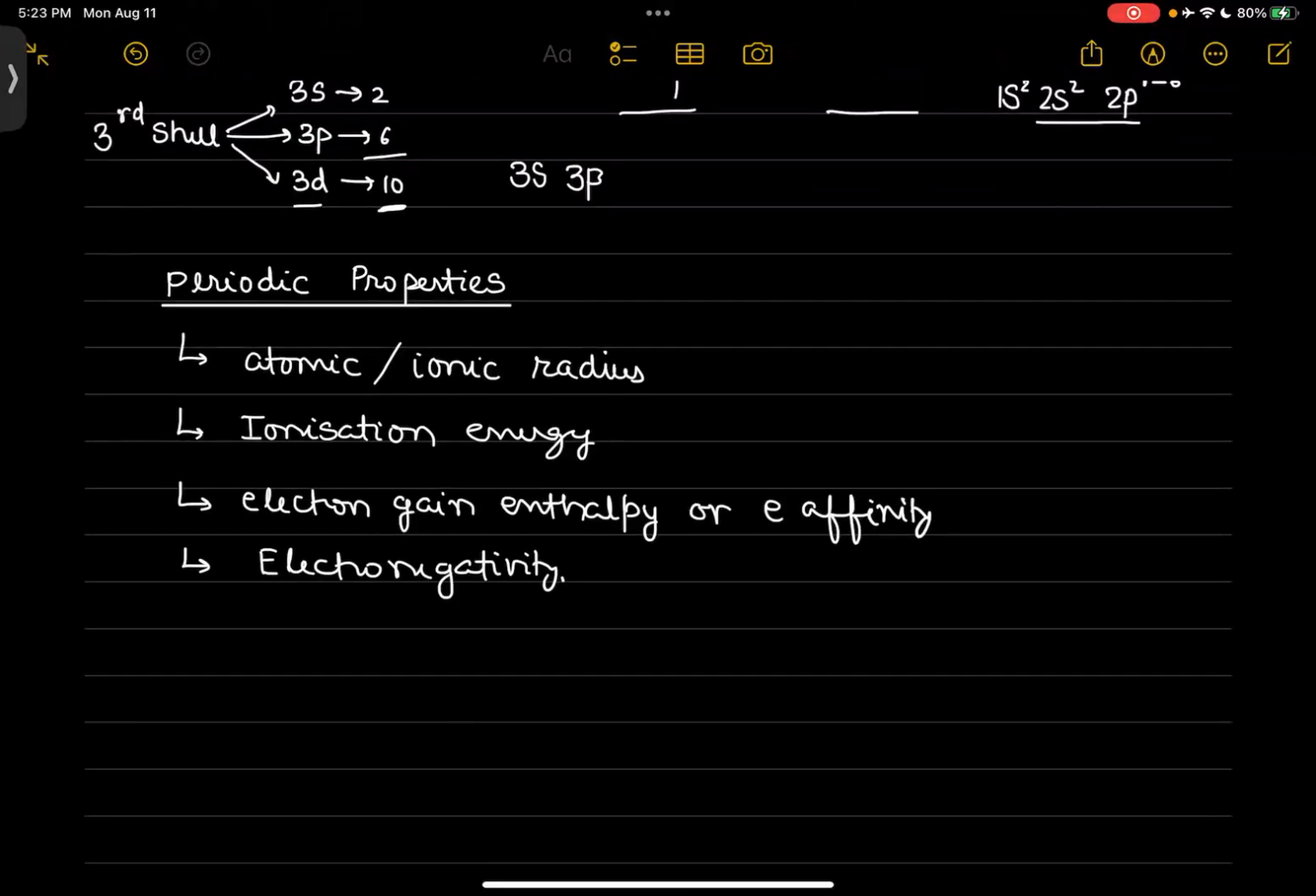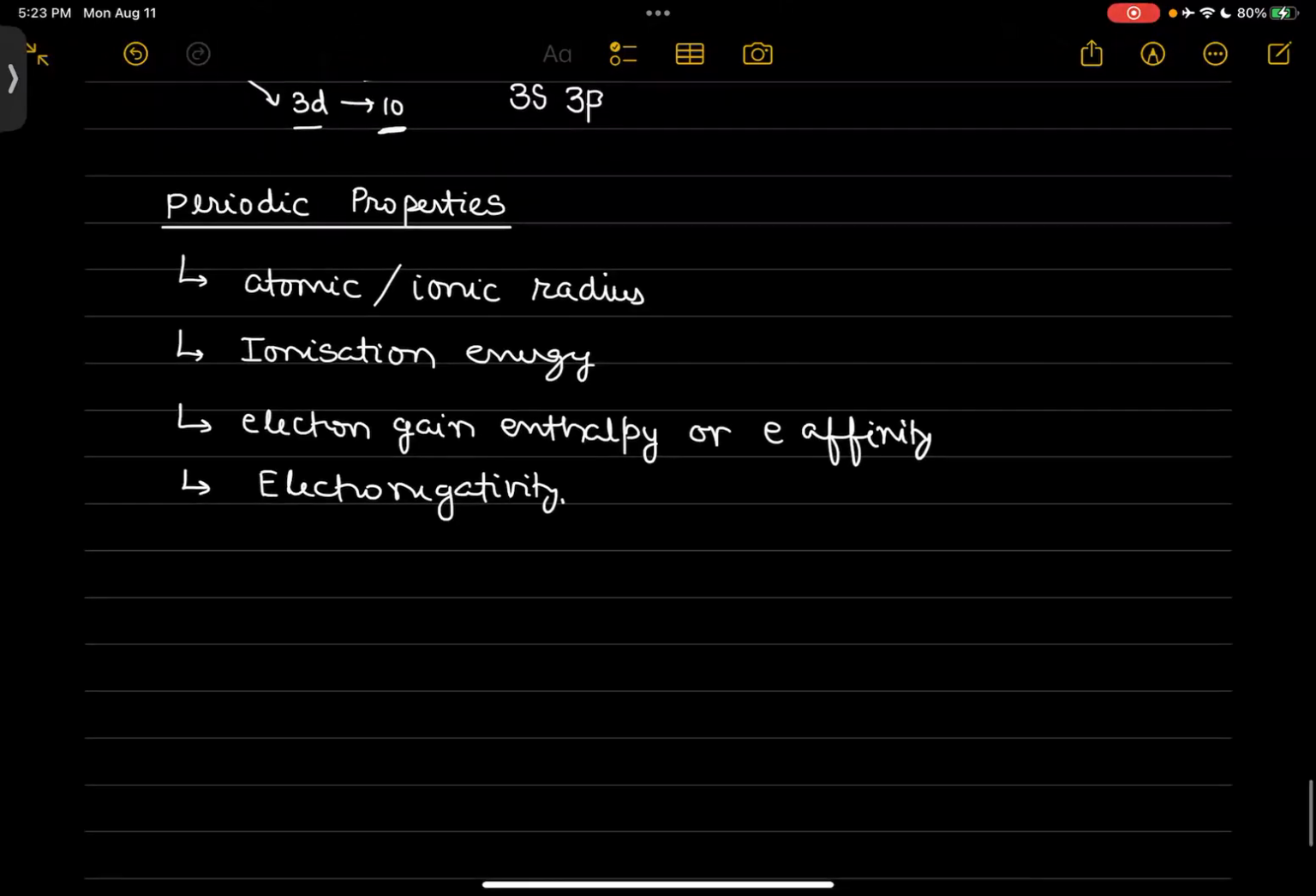And with the electronegativity, you try to compare other properties. So basically, how the properties are changing, how the size of the atoms is changing, that depends upon the effective nuclear charge.